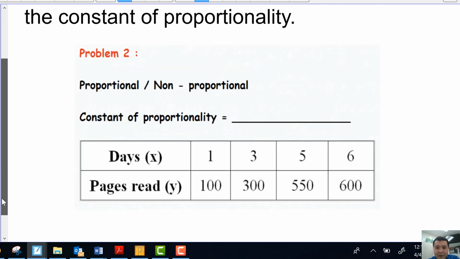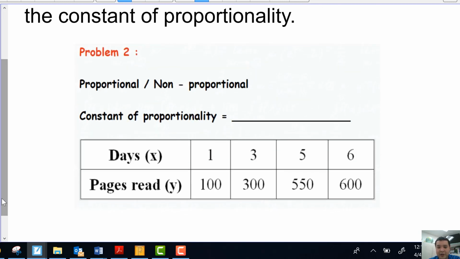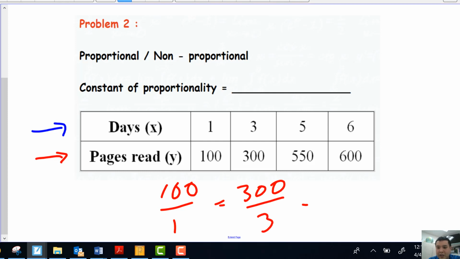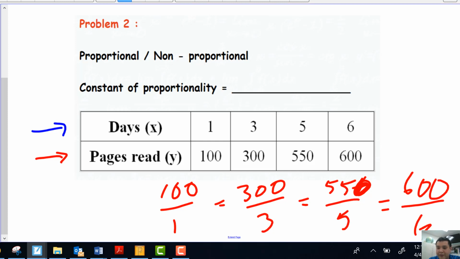Problem number 2. It says determine if this is a proportional relationship. Again, we're going to do the dependent variable divided by the independent variable, the y divided by the x. And if this is a proportional relationship, we're saying that 100 divided by 1 is the same thing as 300 divided by 3, which is the same thing as 550 divided by 5. It's 550, not a 650, which is the same thing as 600 divided by 6.